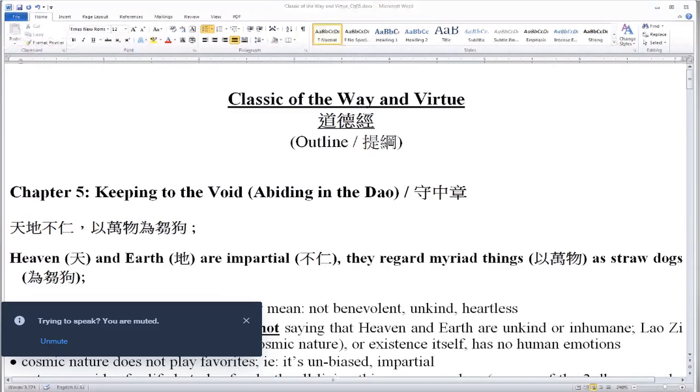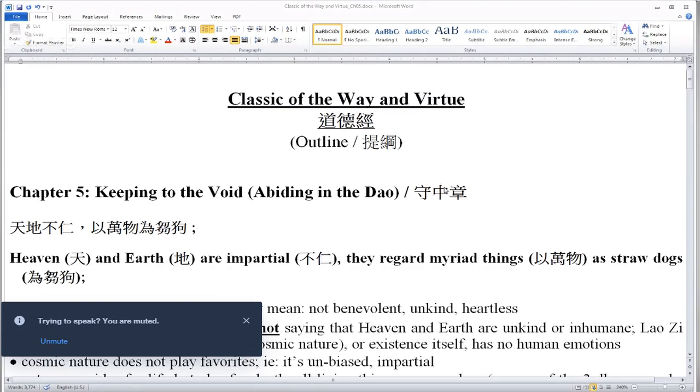All right. Okay, let's proceed with chapter 5. Chapter 5, the title, the subtitle to the chapters. We translate it right now. It's called "Keeping to the Void," or abiding in the Tao. The Chinese is Shou Zhong. That's the last 2 characters of this chapter, so they use that as the title because it's talking about basically this Zhong.